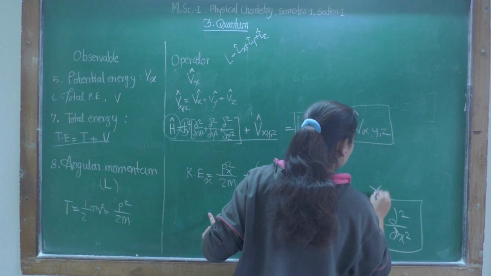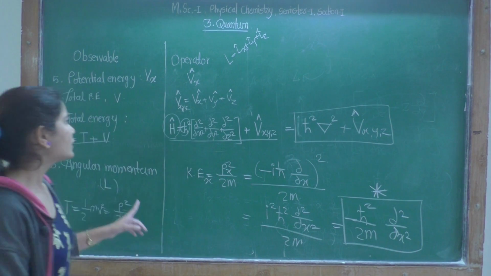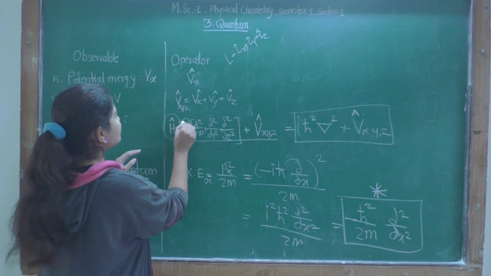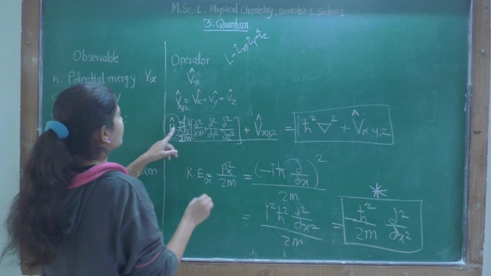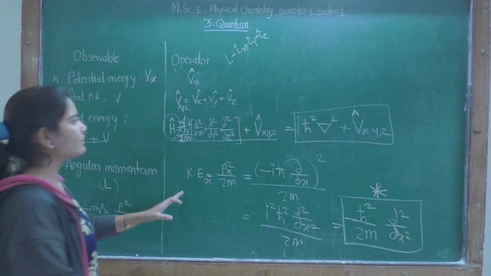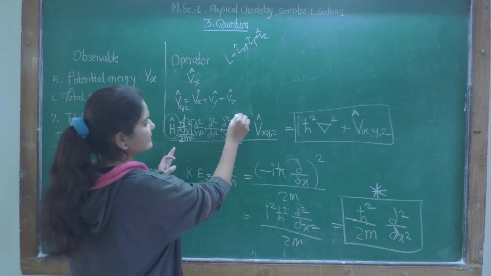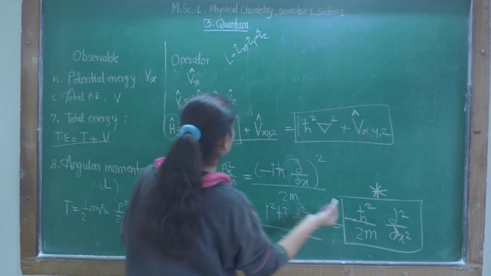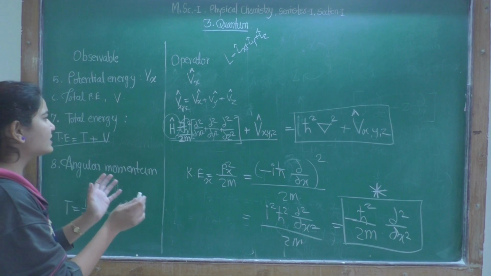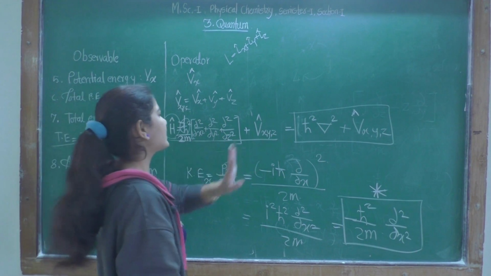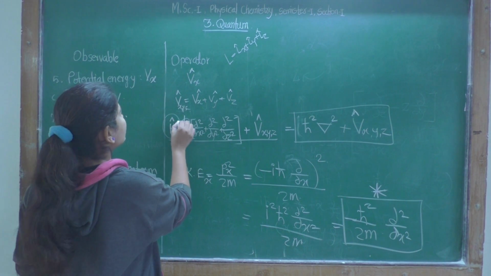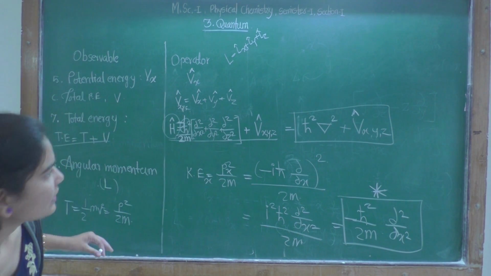This is very important. So kinetic energy will be minus h cross square upon twice m. Correct it: minus h cross square upon twice m, and here the things will be as they are, ∂²/∂x² for total kinetic energy along x, y and z axis, and then it is potential energy. That's it. So it is minus h cross square upon twice m.